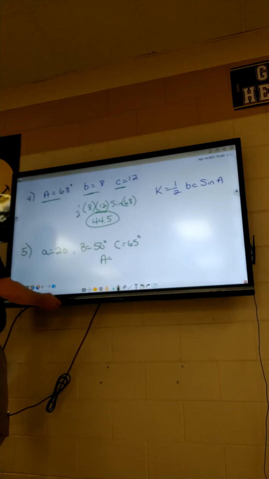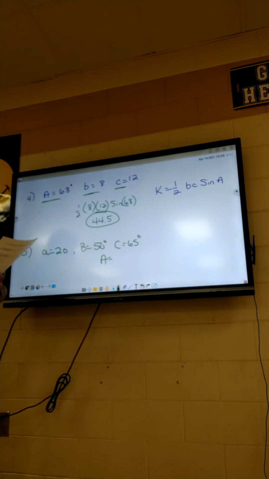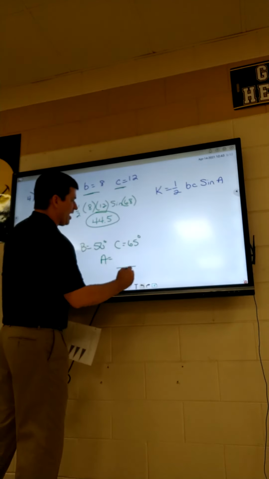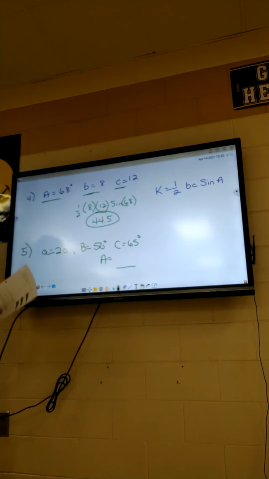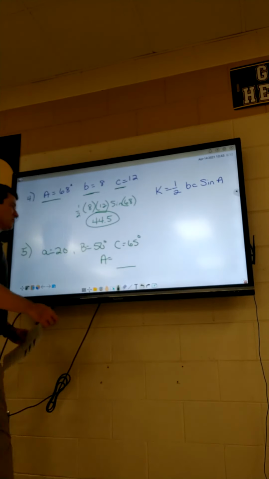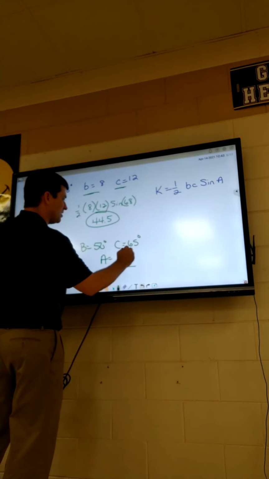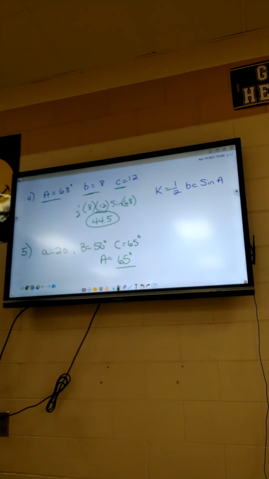All right, number 5 is missing something. It's missing the angle. It's missing angle A. I've got to know angle A so I can pick a formula that matches up with it. Do y'all know how we can find angle A if I'm missing one angle? Subtract it from 180. Somebody do that for me and tell me what you get. 65. All right, so angle A is 65 degrees. Now, there should only be one formula that matches up with that one. Which one is it?